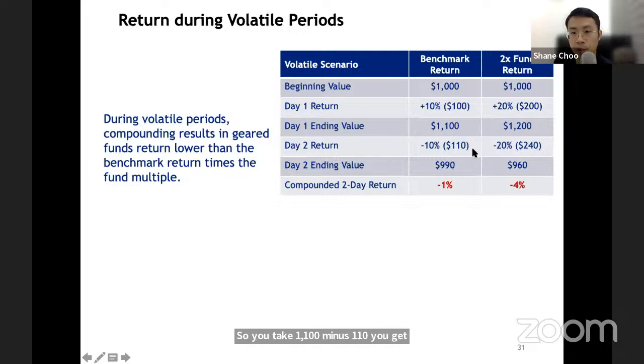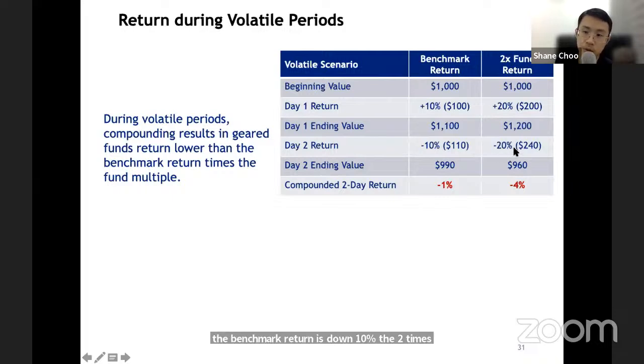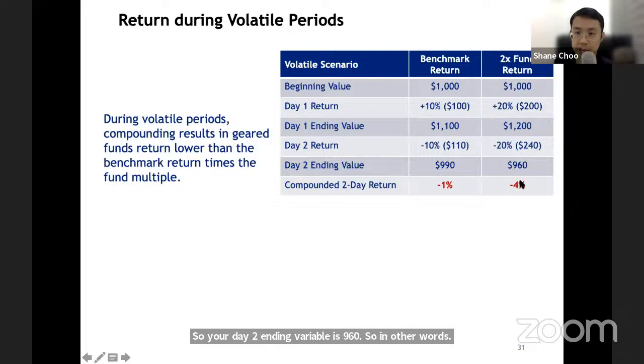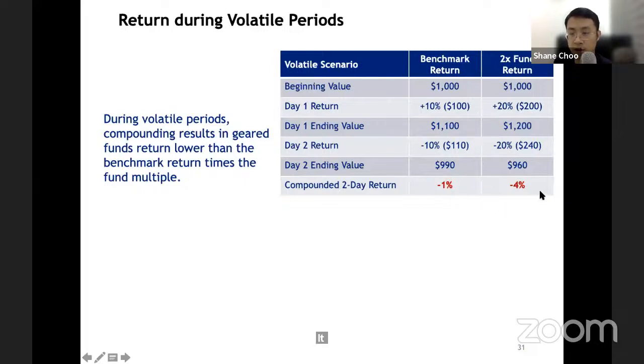So when the benchmark return is down 10%, the 2 times fund is down 20%. So 20% of 1,200, you're down 240. So your day two ending value is 960. In other words, the 2 times leverage fund has a worse performance than the benchmark return during a volatile period. You see, day one is up, day two is down. So volatile, right? The benchmark return after 2 days loses 1% in value, but the leverage fund after 2 days loses 4% in value.